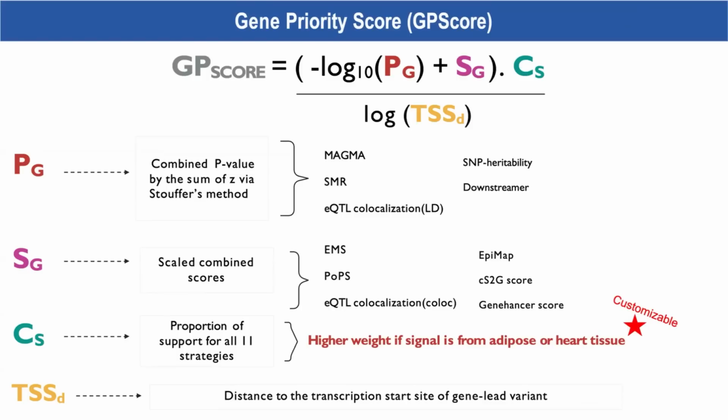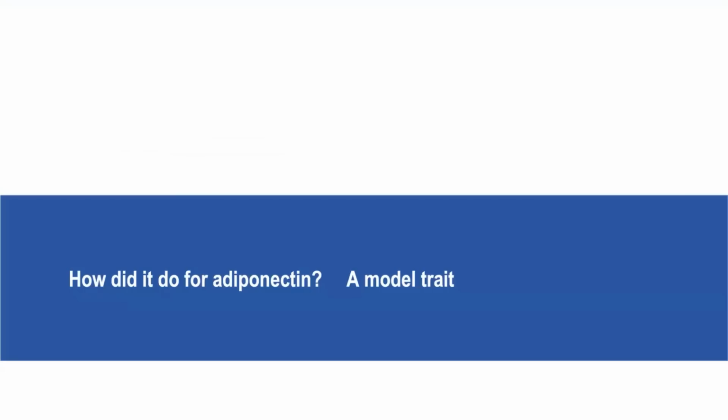So for each gene, we're sort of counting up the number of support across the different strategies, but we're also giving a higher weight to something if it's from adipose or heart tissue in this paper, again, giving it that extra weight for those biologically relevant things. And then the transcription start site is there as well.